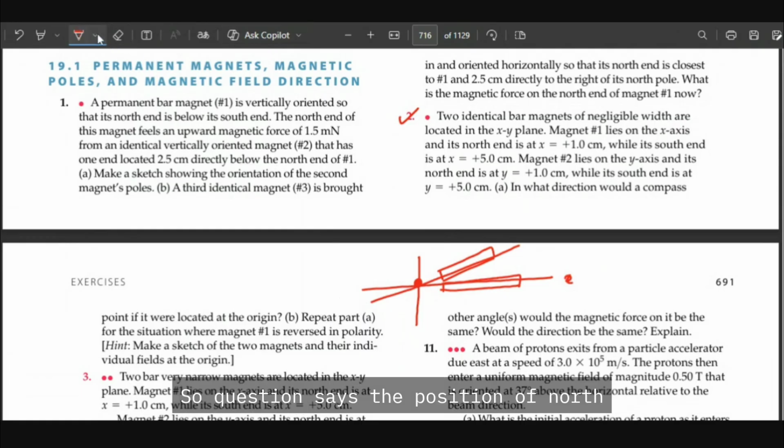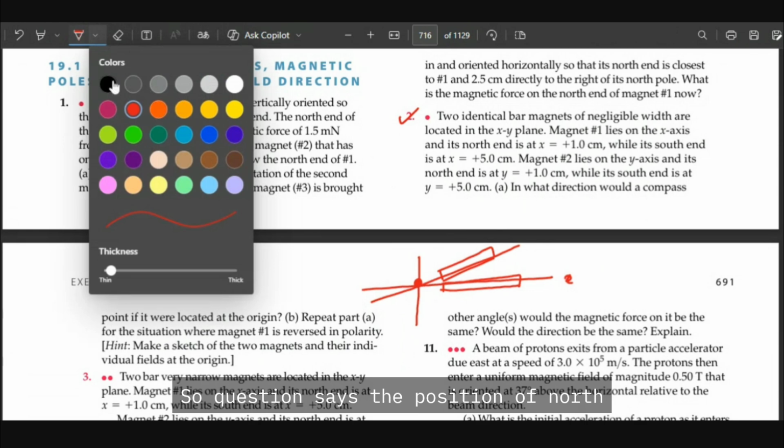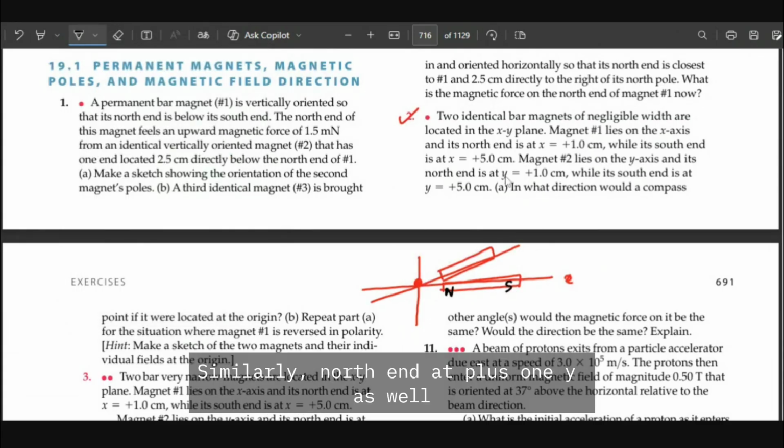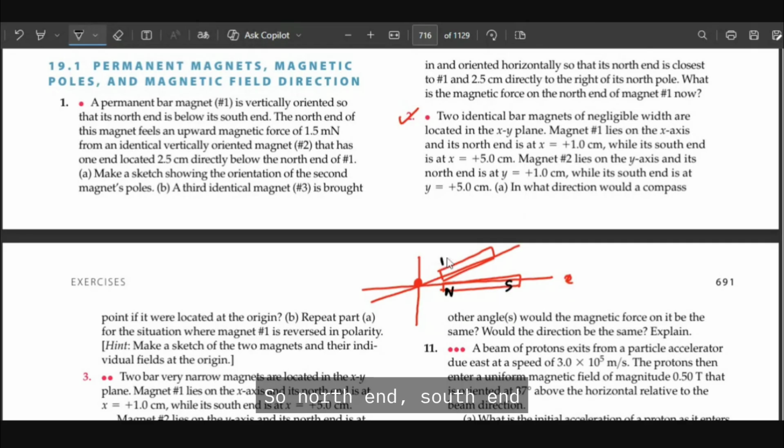So the question says to find the position of the north and south pole. That is what we have to understand. North end is plus 1, so this is the north end. This is the south end. Similarly, north end at plus 1 y as well. So north end, south end.